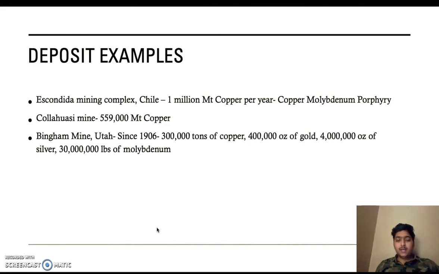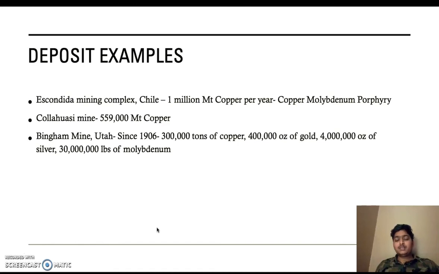The Escondida mining complex in Chile has the world's largest copper deposit and produces 1 million metric tons of copper per year from two supergene enriched copper molybdenum porphyries. Collahuasi mine, which is towards the north of the Escondida mine, is the second largest deposit, producing 559,000 metric tons of copper.